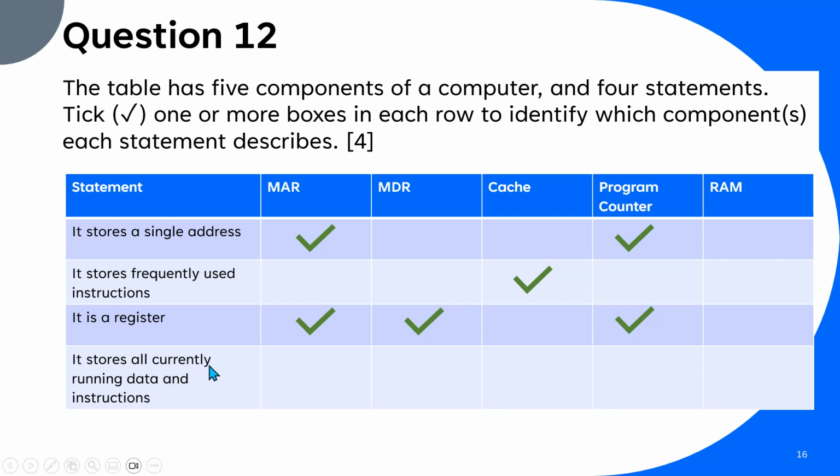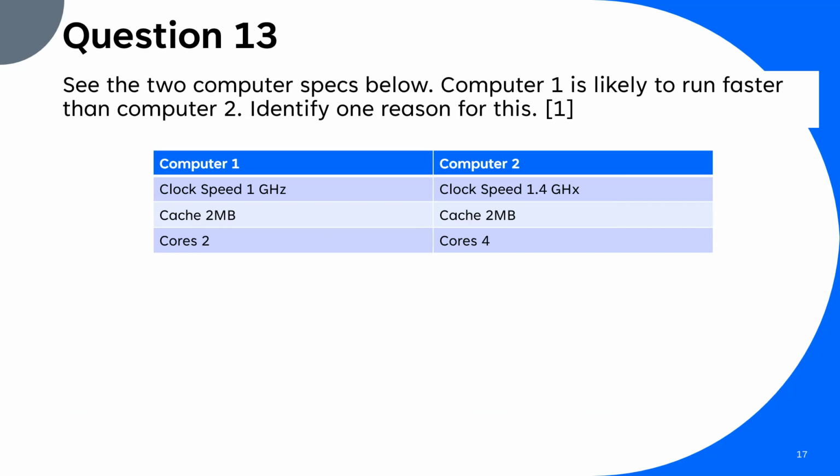It stores all currently running data and instructions. That's the job of RAM, primary storage. Okay, so you can see there that there is 1 or more ticks in some of the rows. So even if you don't know all of them, if you at least put a tick in each row, then you may get a mark, because as you can see, the second and the fourth descriptions have 1 tick in the box. So you never know, you might get it right.